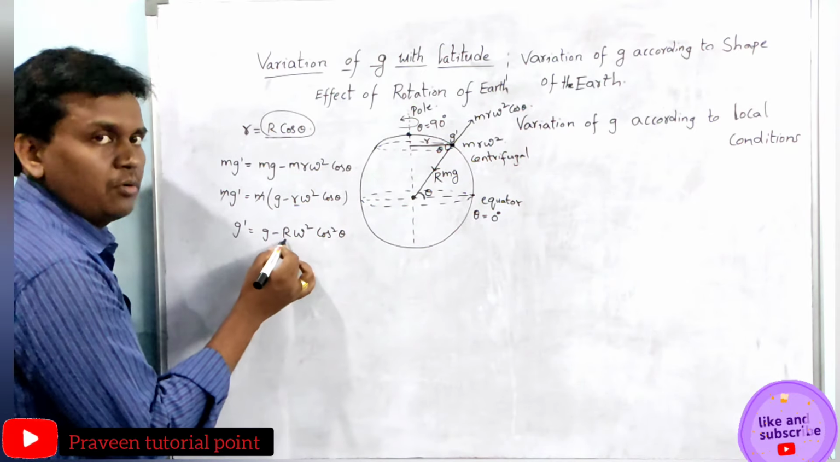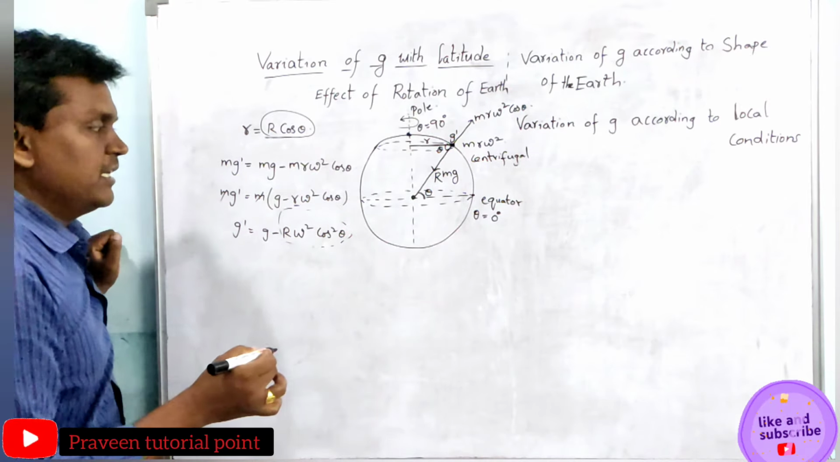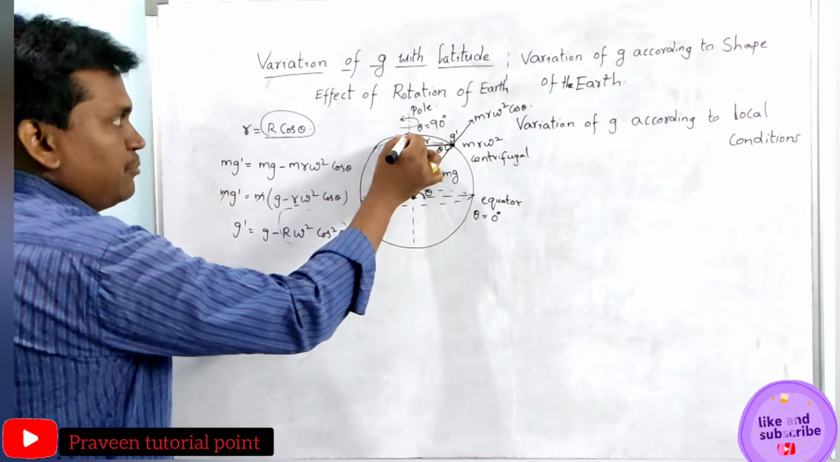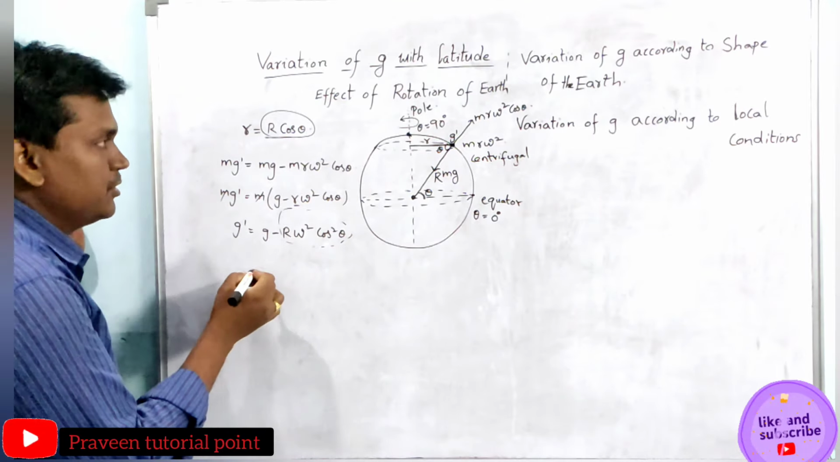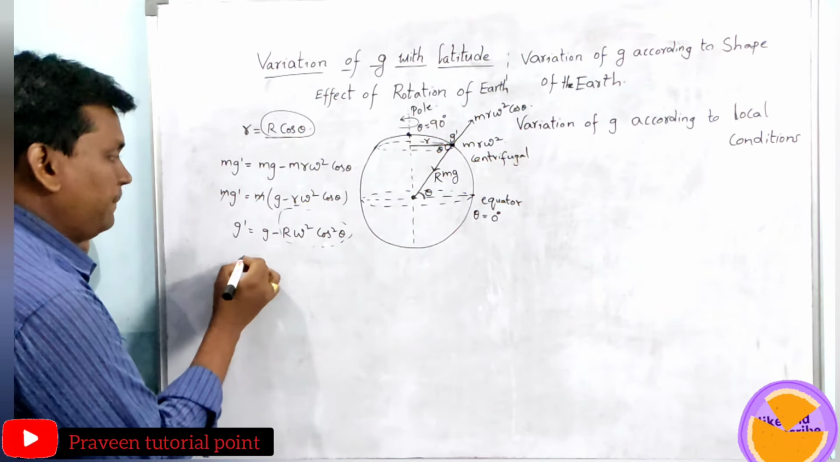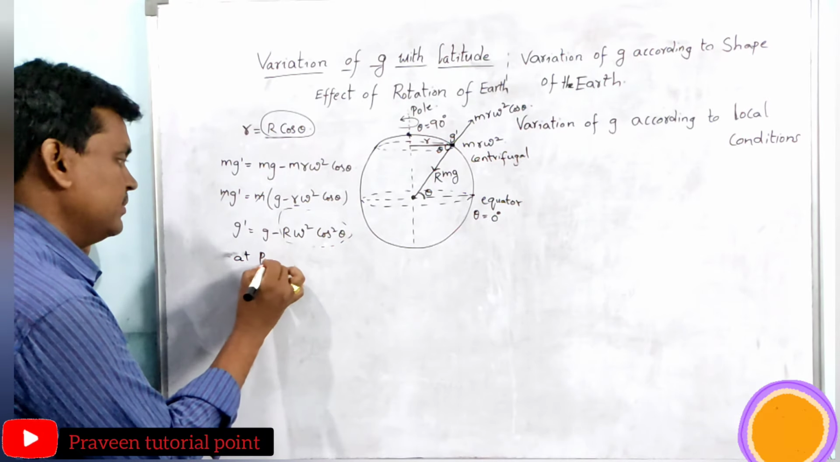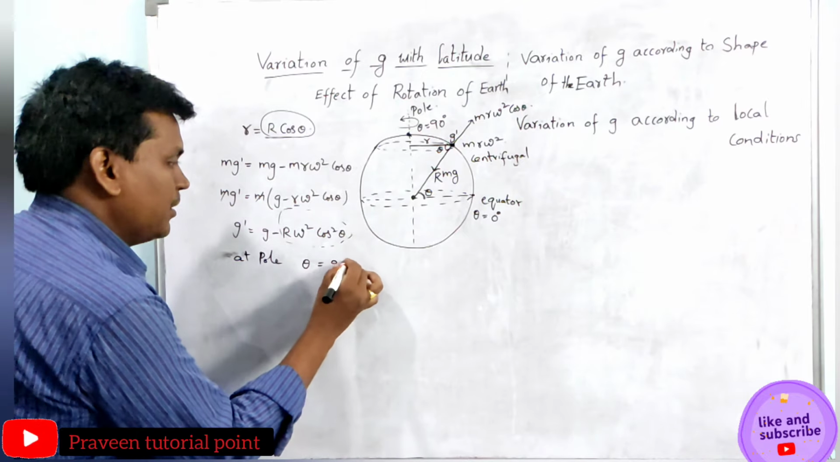That means due to the rotation of the earth, this is the force acting on the mass. So at the poles, if the mass particle is at the pole, what is the force acting due to the effect of rotation? Let us see. At the pole, the angle is 90 degrees now.